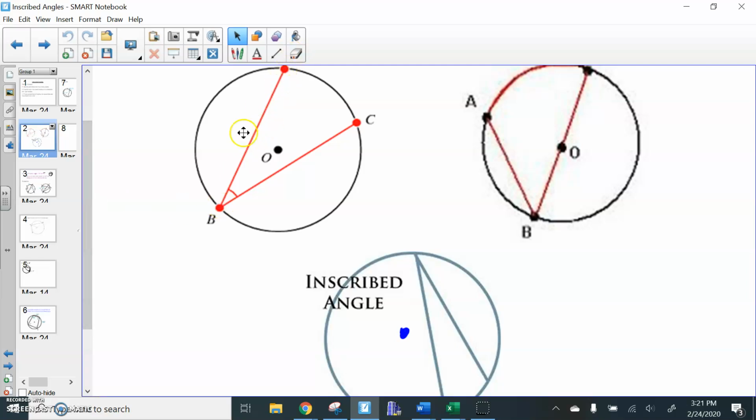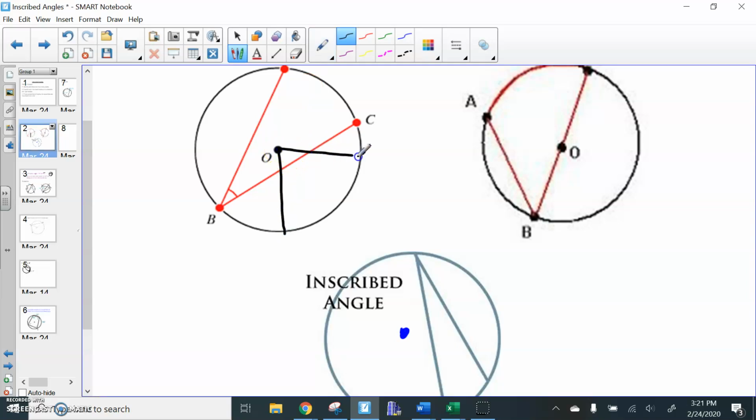Notice that the angle is inscribed in a circle, of course, but the vertex is also on the circle right here. Now remember, we have been working with central angles when we're looking at arc length and area of a sector. So be careful: central angles go to the center of the circle, but inscribed angles go to the actual edge of the circle. So the vertex is on the edge of the circle.